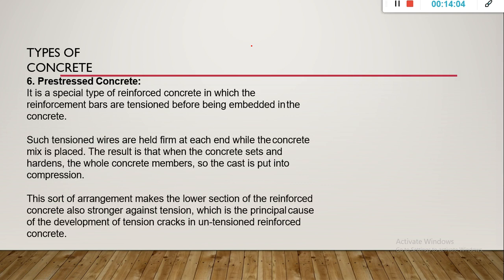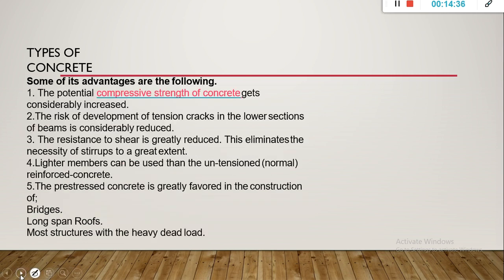Pre-stressed concrete is a special type of reinforced concrete in which reinforcement bars are tensioned before being embedded in the concrete. So in pre-stressed concrete, the reinforcement bars are kept in tension beforehand. Such tensions are held while the concrete mix is placed, when we make the mix, the tension wires are fitted. This results in that when the concrete sets and hardens, the whole concrete member so cast is put into compression. So that was pre-stressed concrete.